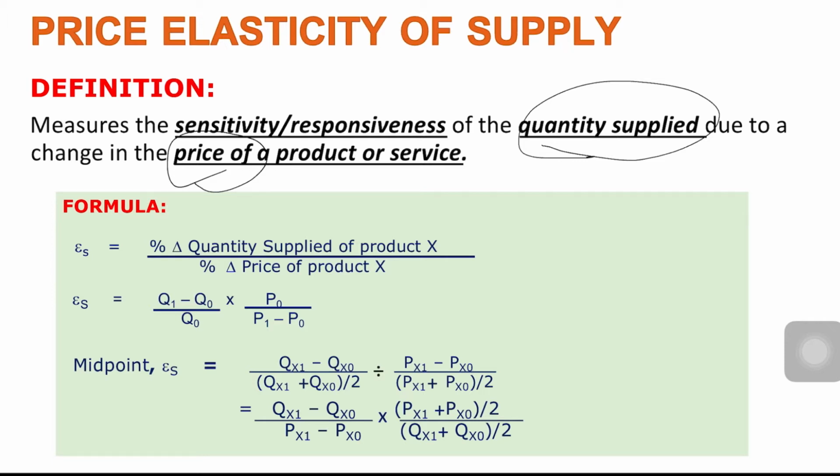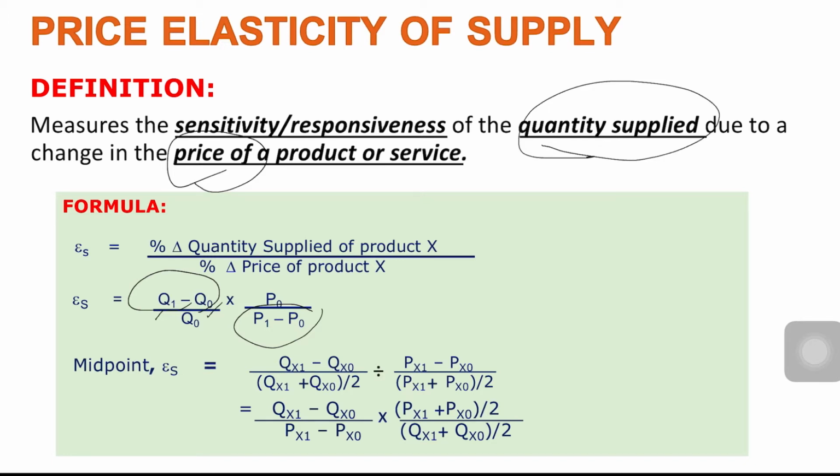Okay, the formula is: coefficient value equals percentage change in quantity supplied of product X divided by percentage change in the price of product X. Or we can simplify by using the new quantity minus the original quantity, divided by the original quantity, times the original price divided by the new price minus the original price. So this one is the change, the increase or reduction, in the quantity and also the price.